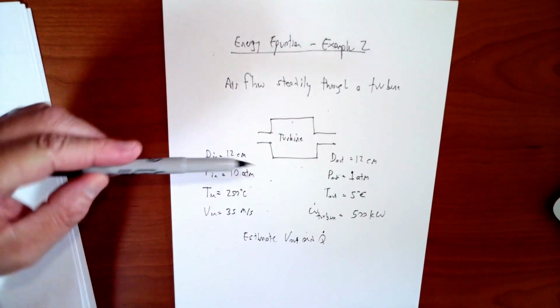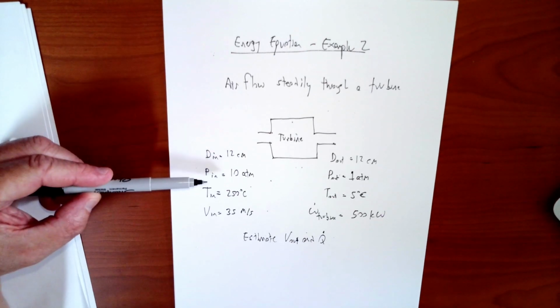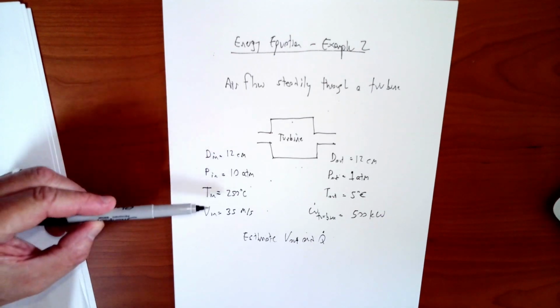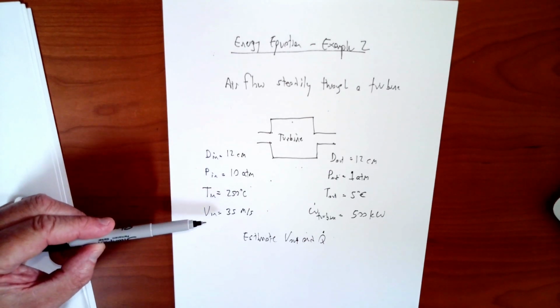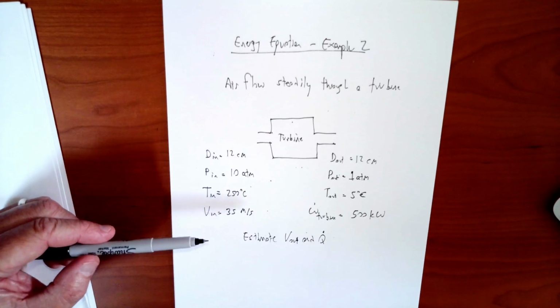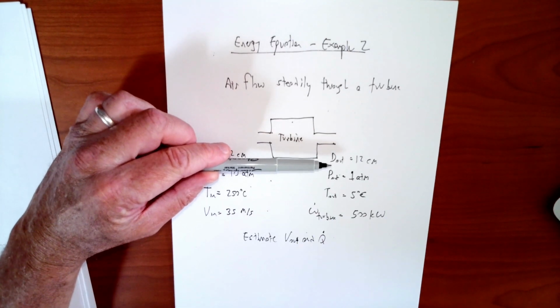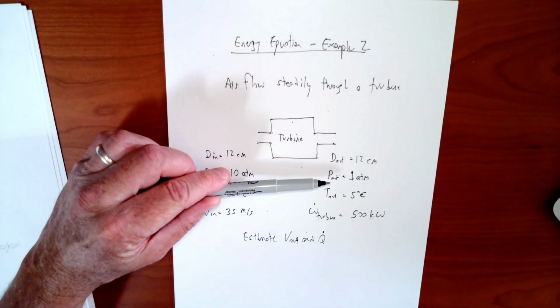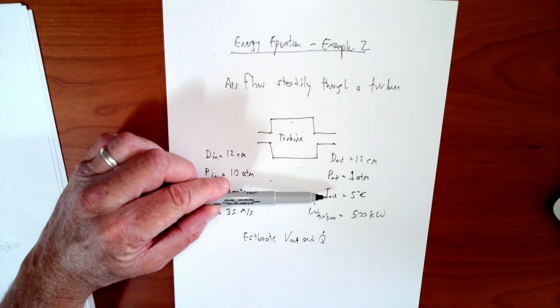Here's the turbine. The inlet diameter is 12 centimeters. The inlet pressure is 10 atmospheres. The inlet temperature is 250 degrees Celsius. And the velocity at the inlet, average velocity, constant velocity, is 35 meters per second. At the outlet, we have the same diameter, 12 centimeters. Pressure has dropped to 1 atmosphere. The temperature has dropped to only 5 degrees Celsius.